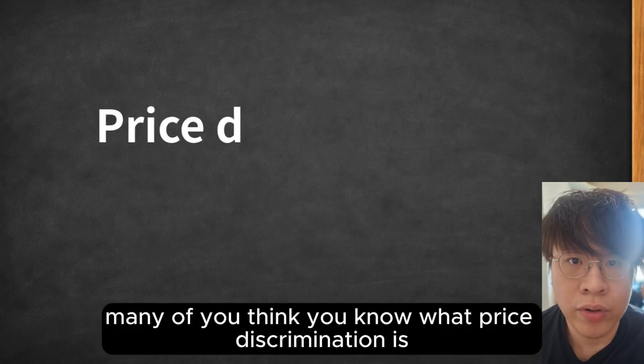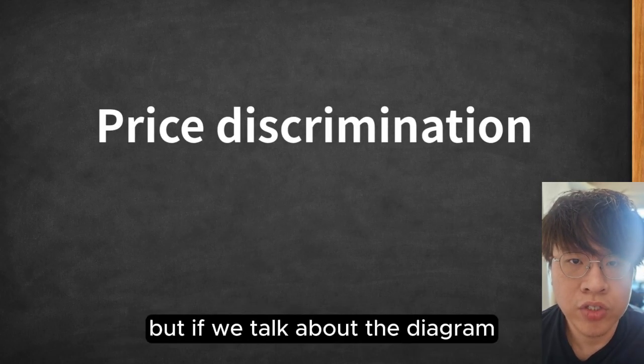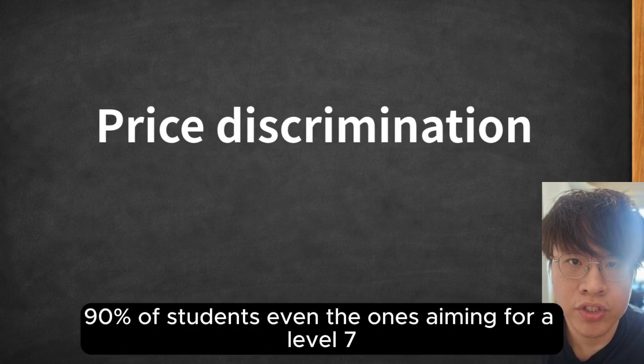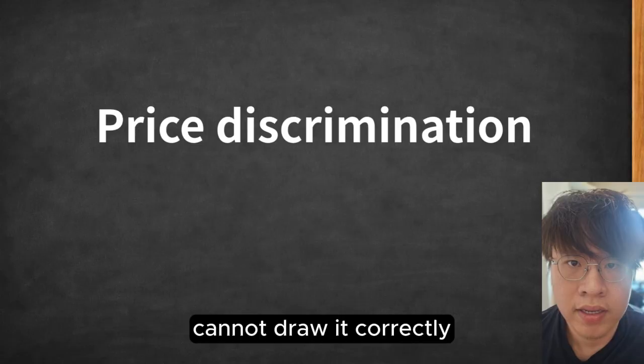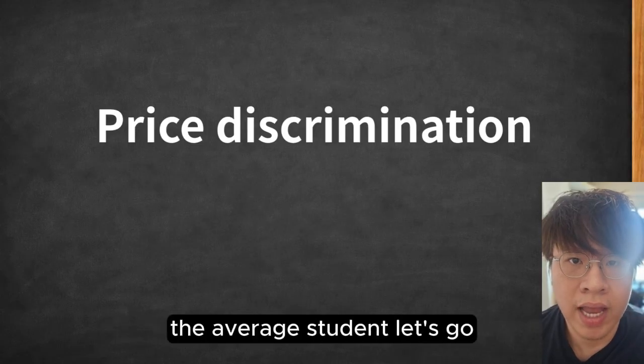Many of you think you know what price discrimination is. But if we talk about the diagram, 90% of students, even the ones aiming for a level 7, cannot draw it correctly. Are you ready to separate yourself from the average student?